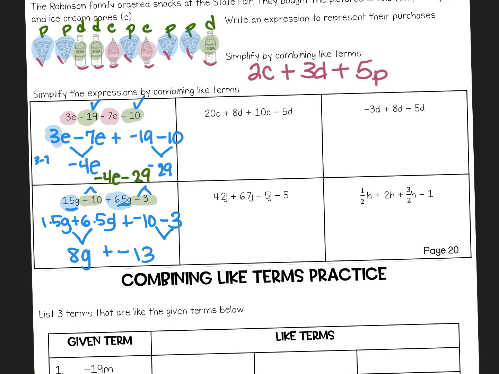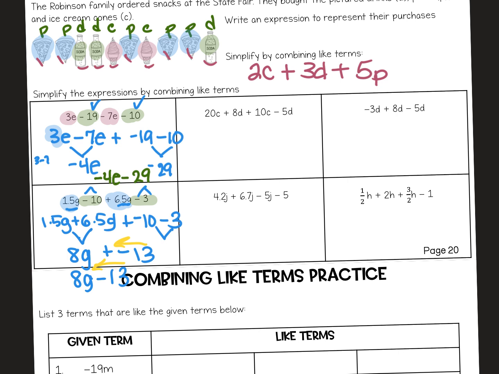Now notice this time I put plus negative 13, and that's okay. You could write this one as 8G minus 13 or 8G and a negative 13. Either way, I'm going left on the number line. All right, let's go on now.